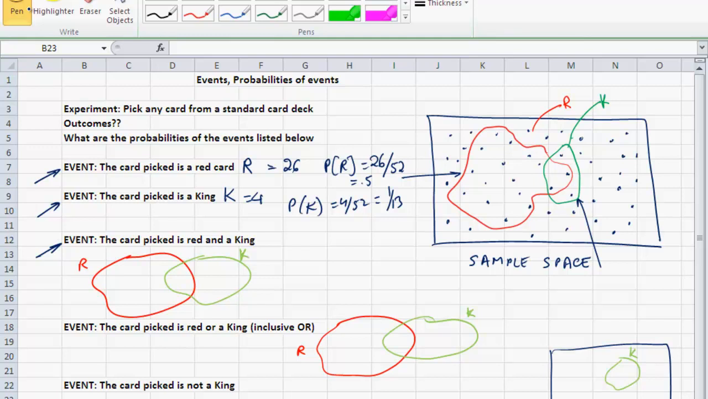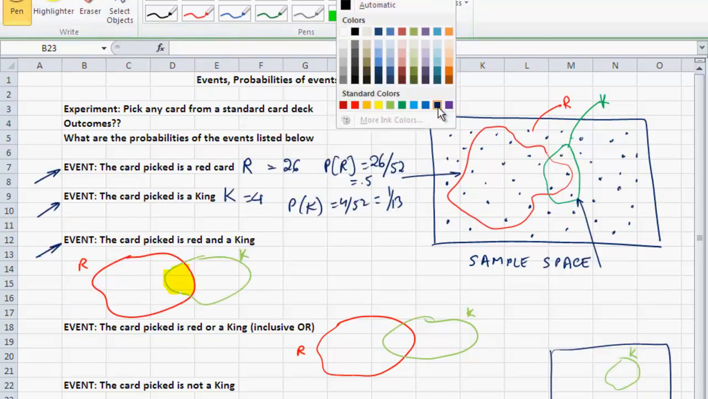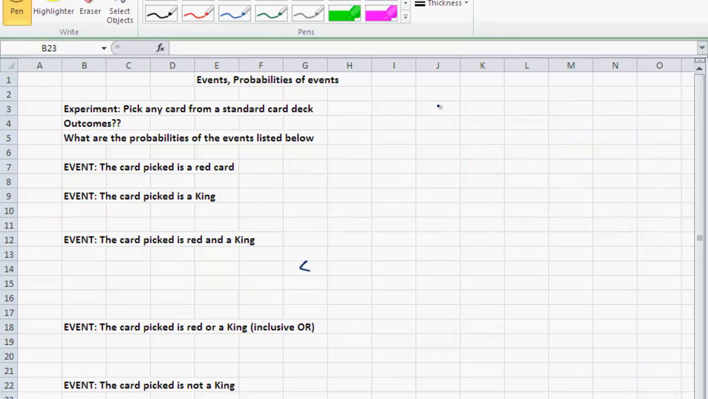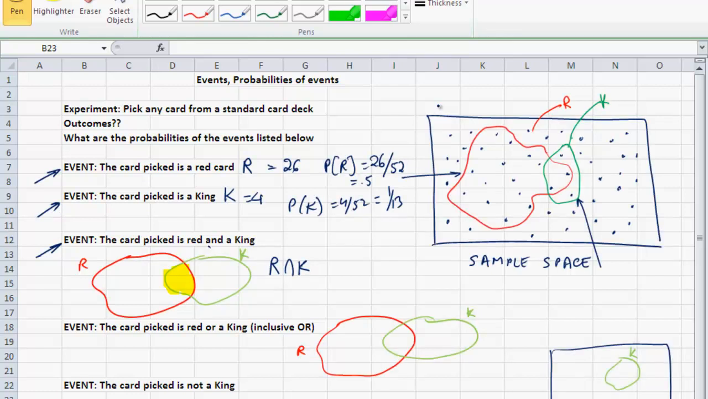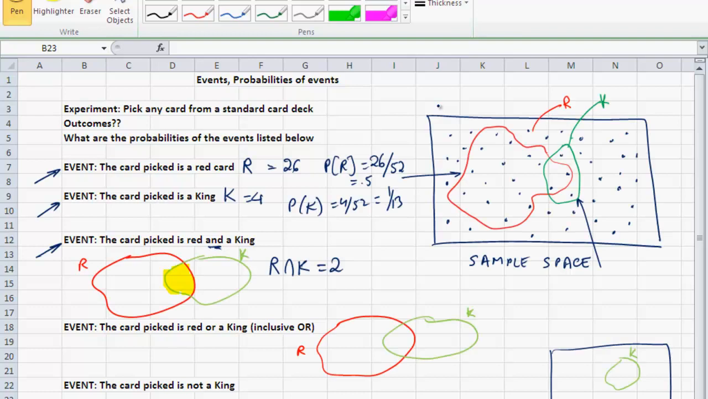This particular event that the card picked is red and is a king is clearly represented by the area in the middle. And as we all know from our knowledge of cards, this event is represented as R intersection K. And represents an intersection. The card picked is a red and a king is represented by R intersection K. This consists of all outcomes that are both in R and in K. Hence it's the shaded portion in the middle. And we know that this consists of exactly 2 outcomes. So the probability that the card picked is red and is a king is simply 2 divided by 52.